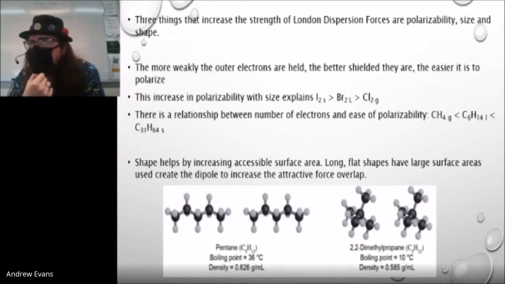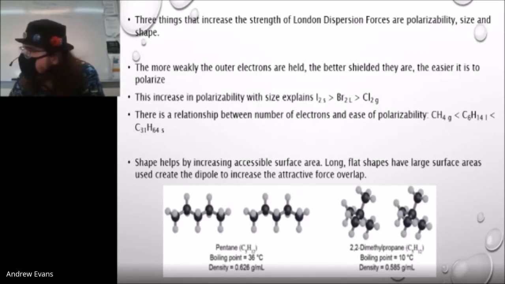This will have a lot to do with the size. Bigger atoms have more electrons. More electrons mean it's easier to convince the electrons onto one side. You don't have to get 70% of the electrons onto one side. You get 51, 52% of the electrons. The more electrons you have, the easier it is to get that basic majority. So the more electrons in a structure, the easier it is going to be to convince this instantaneous dipole to occur.